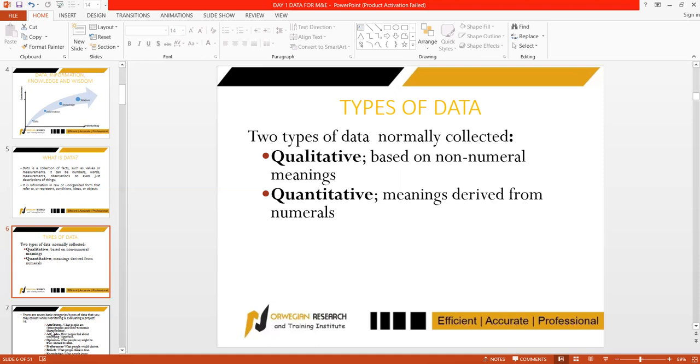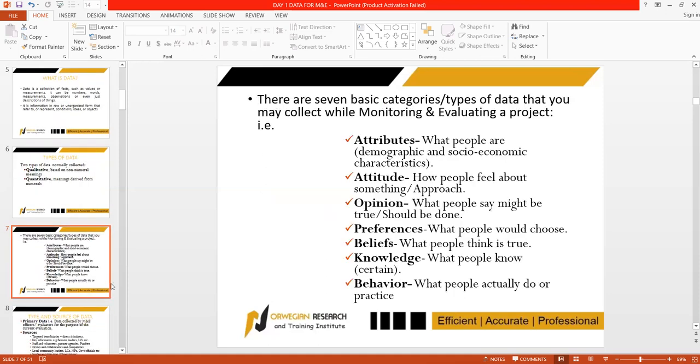So now, I want to take you briefly to the seven categories of data. That's next. These are seven basic categories, types of data that we are going to analyze. One is the attributes, what people are: the demographics and the socioeconomic characteristics are of interest when we do that analysis.